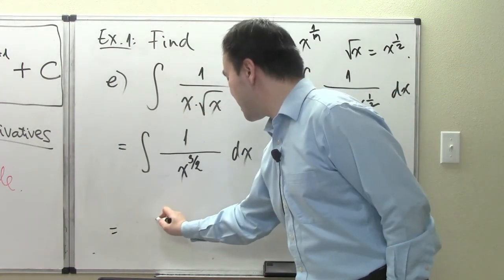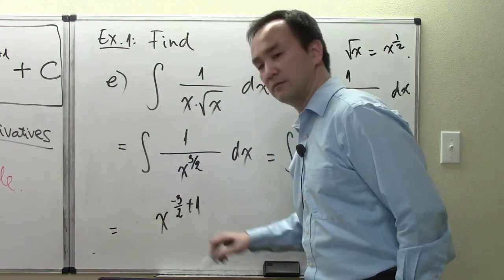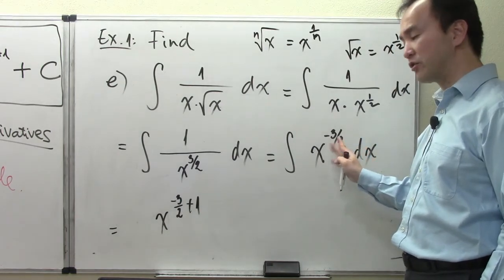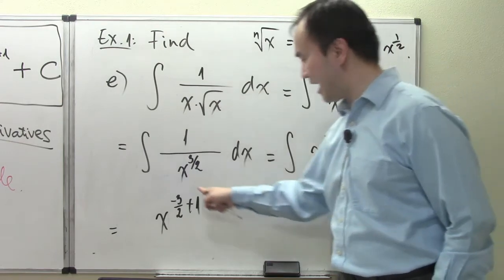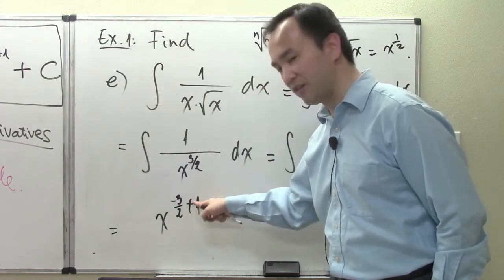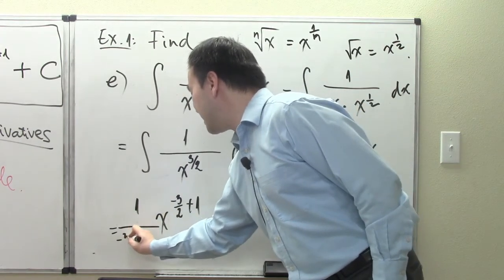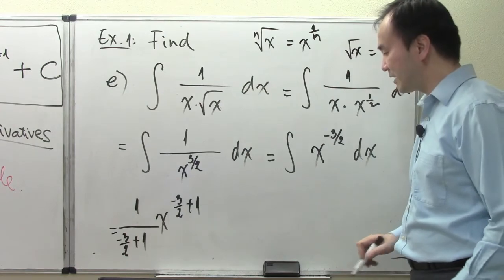So x to the negative 3/2 plus 1. That's for my power, the new power. The power of the antiderivative is the original power plus 1 according to the power rule. So I highly recommend doing this, adding it out carefully. And then 1 over all that, negative 3/2 plus 1, okay, plus c.